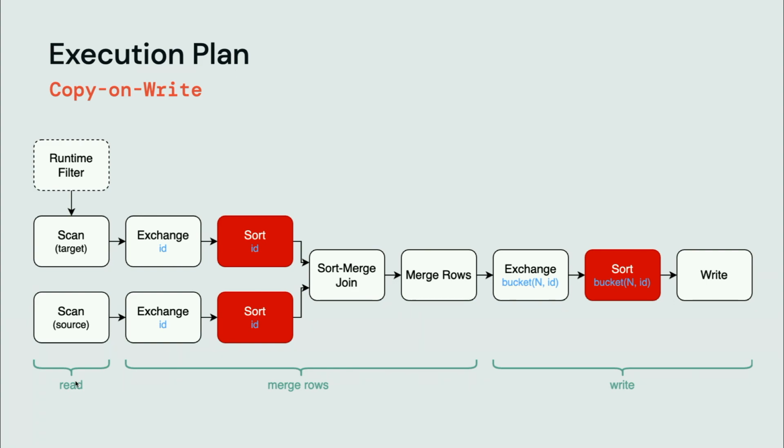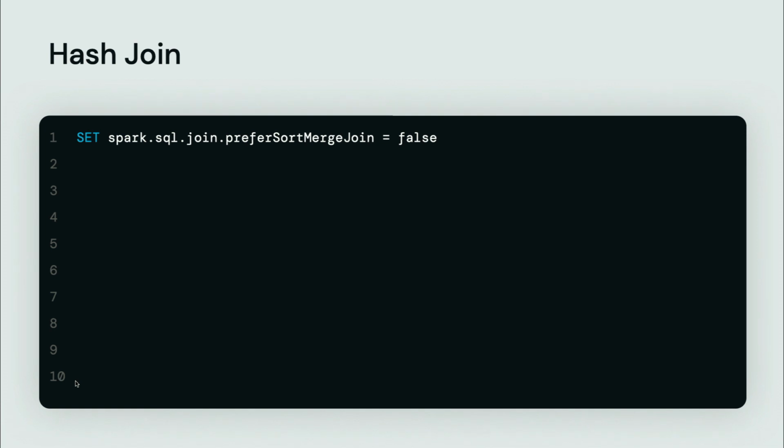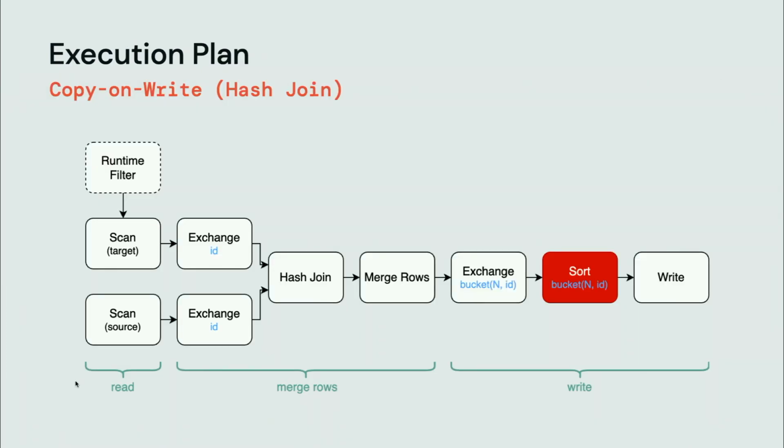So for now, we'll assume that the size of changes is too big to be broadcasted, but at least we can try to use shuffle hash join. In order to do that, we'll need to change the Spark SQL conf. Once we try it again, we'll see that the first local sort is gone. And instead of sort merge join, we actually have the hash join now.